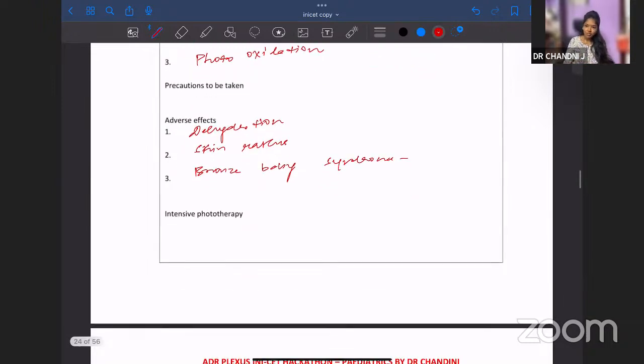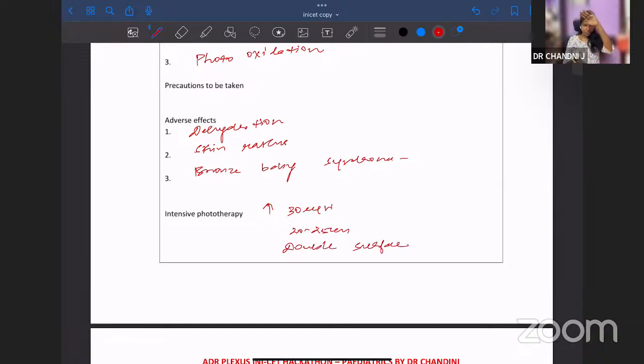What is intensive phototherapy? You give it intensively. You will increase the irradiance to 30 microwatts and reduce the distance between the baby and the unit to around 20 to 25 centimeters. And you can use one or two units, like double surface phototherapy.